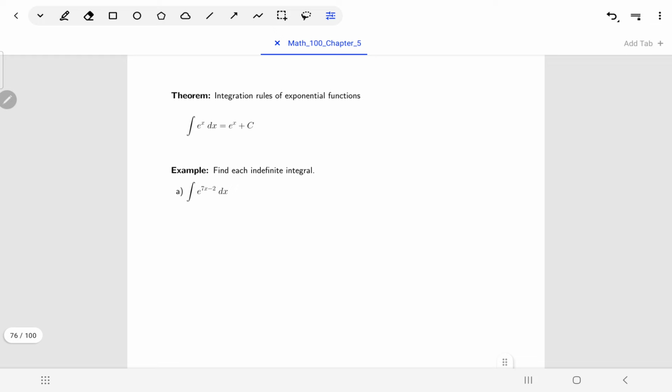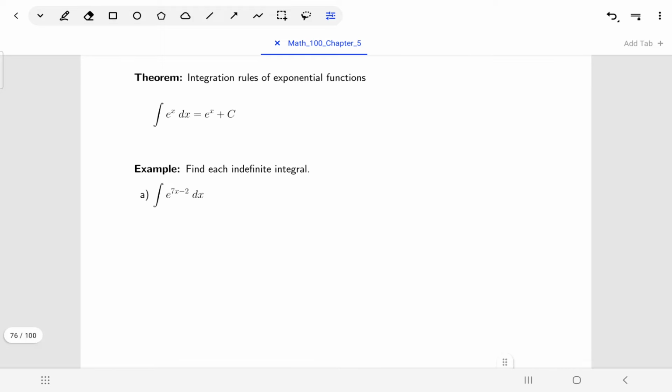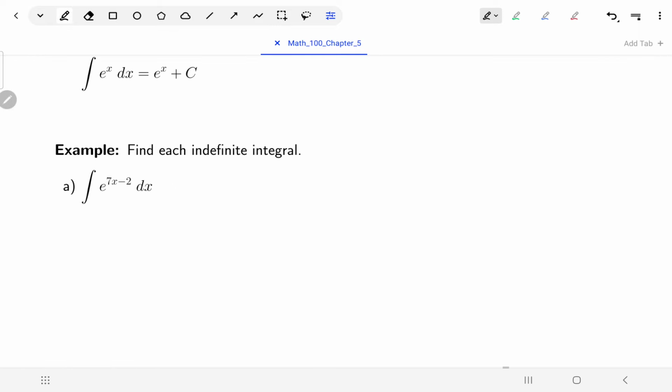Of course, it's not just going to be e to the x, it's going to be usually e to some function of x. That means we're often going to wind up needing to do some sort of substitution to get our way through the problem. So let's take a look at this first problem. We have e to the 7x minus 2 that we want to find an indefinite integral of.